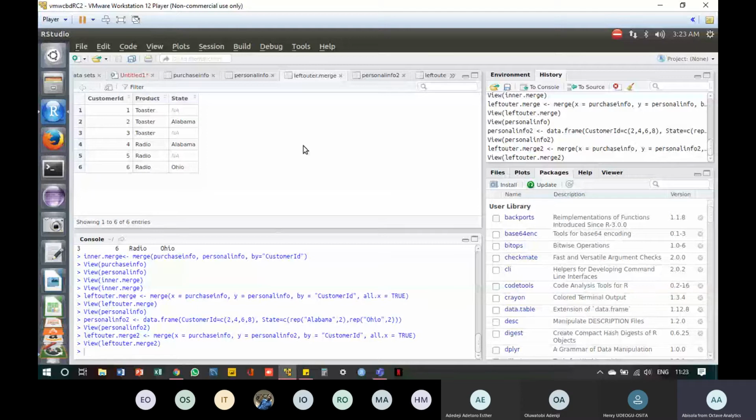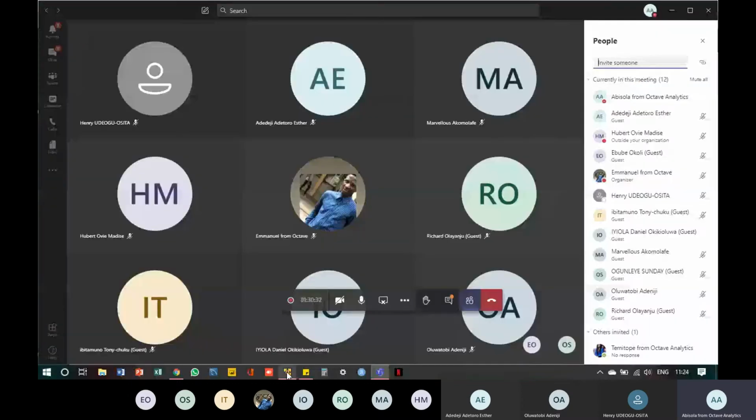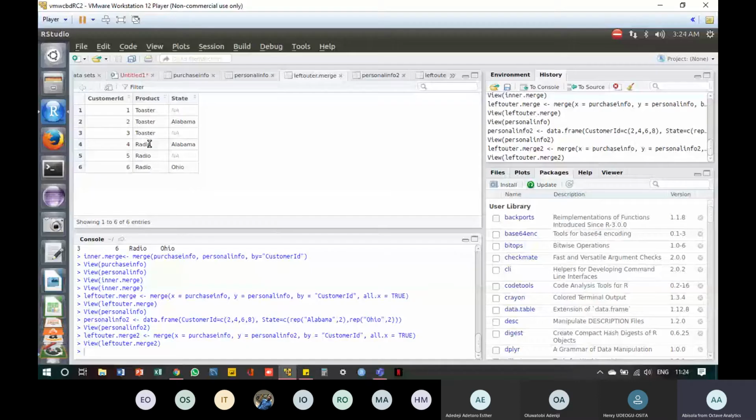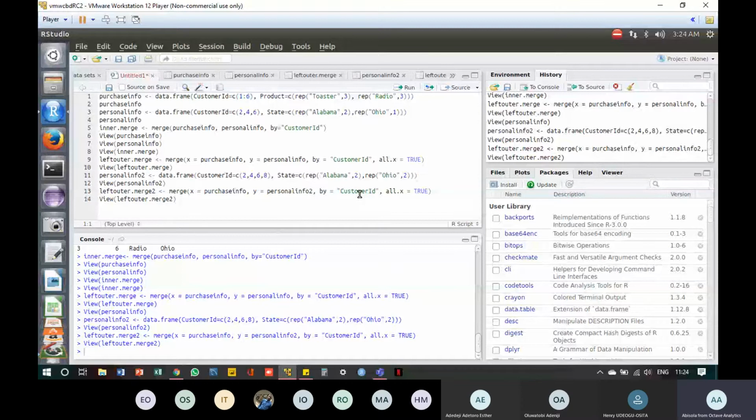So let's try to do the right join ourselves, and let's also try to do the full join ourselves. Full join is all equals true instead of the all.x or all.y that you normally do. Then there's cross join, where you do x, y, but your by will be equal to null. So let me just do that and then we'll move to another thing.